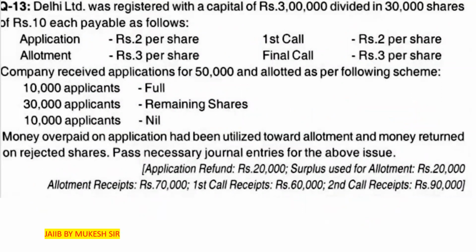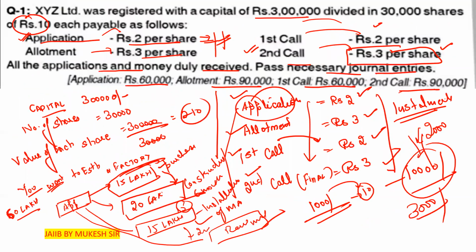There is one more case. What will happen in this case? All the applications and money are duly received. Whatever applications we receive, we allot the shares to all of them. However many applications we receive, we allot the shares to all of them.